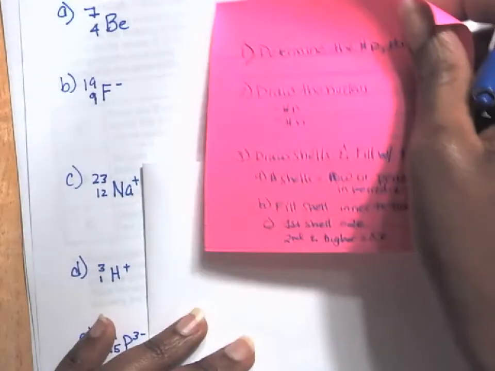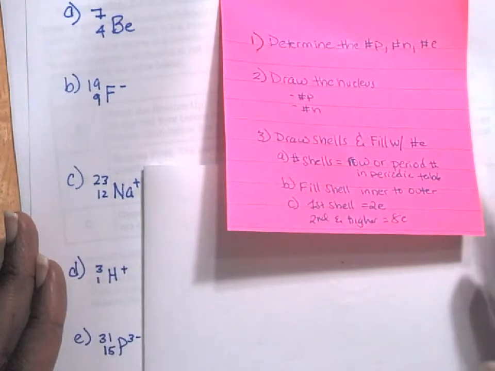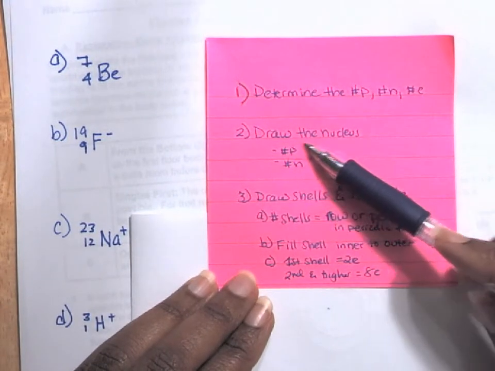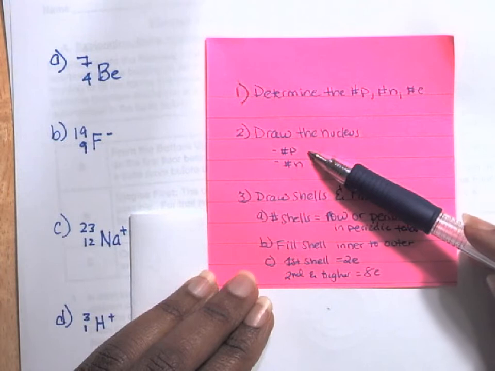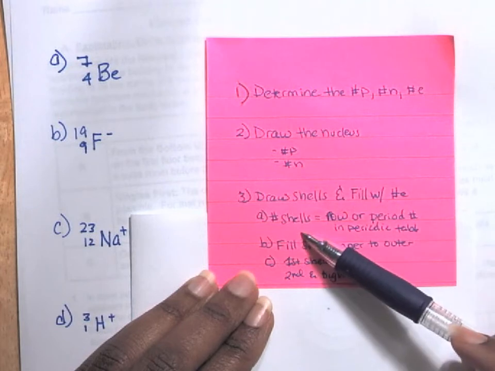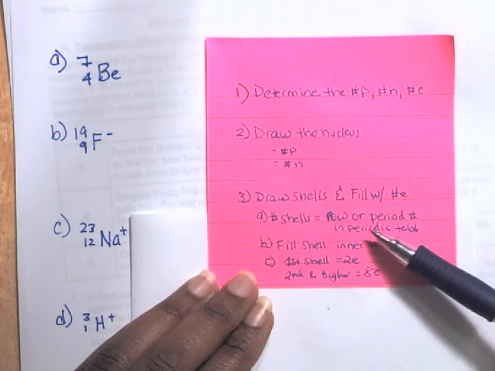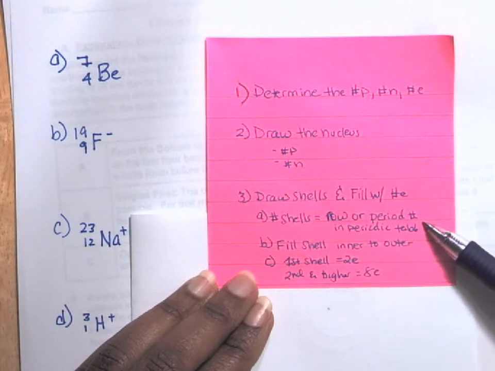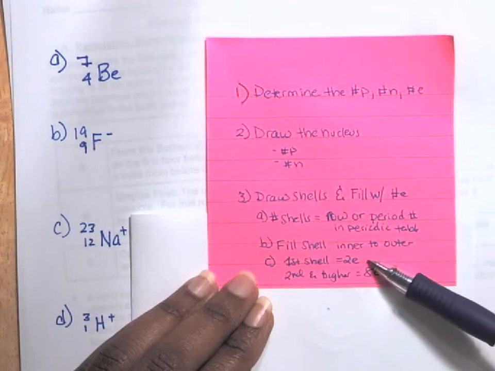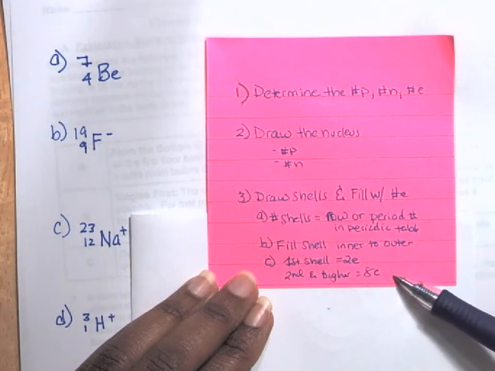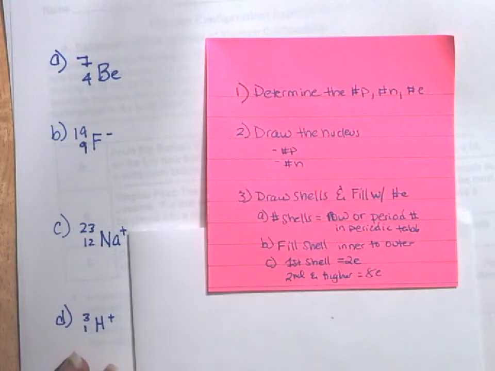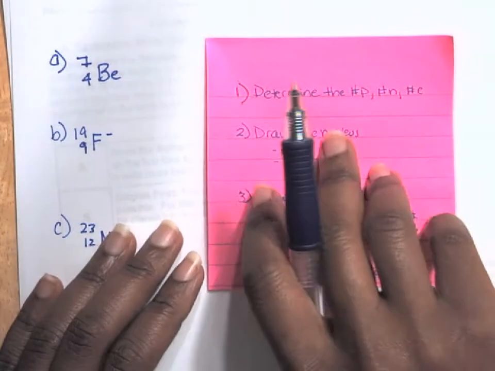All right, so here are the steps for drawing a Bohr model. The first thing you want to do is determine the number of protons, neutrons, and electrons. Then you want to draw the nucleus, and inside the nucleus you're going to put your protons and neutrons. Then you're going to draw shells and fill those with the electrons. When drawing the shells, the number of shells you need will be equal to the row or period in the periodic table. I'll show you that in the example. And then you fill the shells from inner to outer. The first shell maxes out with 2, and the second shell maxes out with 8. So those are some general rules. We're going to see that doesn't always work, but it will work in most of the cases that we will see here. Okay, so let's get started.